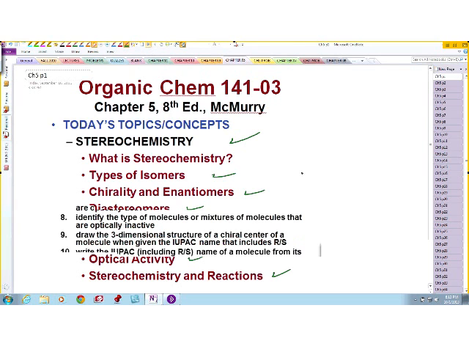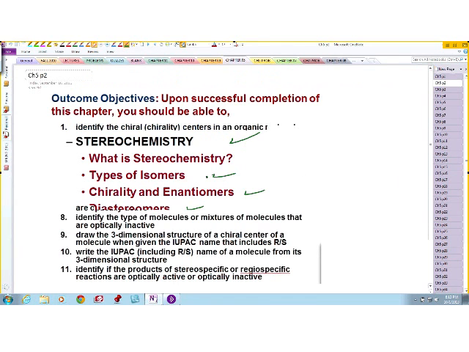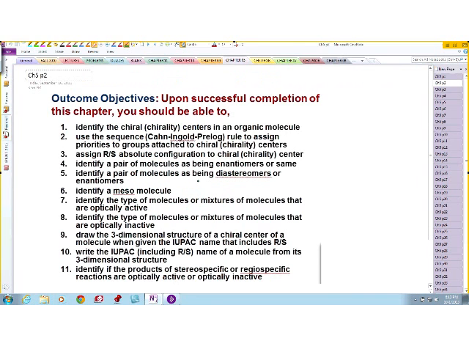Of course, on this slide, we give you a list of outcome objectives. This list of outcome objectives you should use to guide your study of the content of this chapter. So I will advise that you come back to this list and check to see how much of the material you actually have mastered over the course of this week.